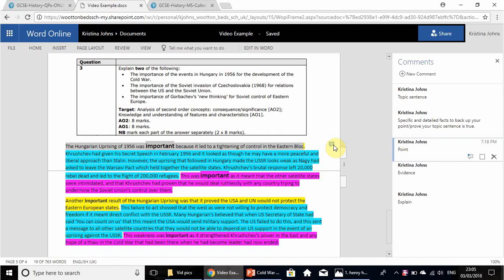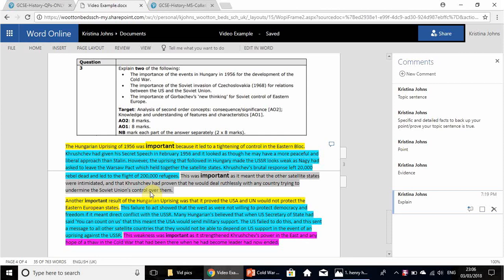So I've just briefly said what it is about it that meant that they managed to tighten their control on the Eastern Bloc in my evidence. So I've chosen facts that prove my point. And then I've said this was important and I've linked it back by using the same words. This was important as it meant that the other satellite states were intimidated and that Khrushchev had proven that he would deal ruthlessly with any country trying to undermine the Soviet Union's control over them.